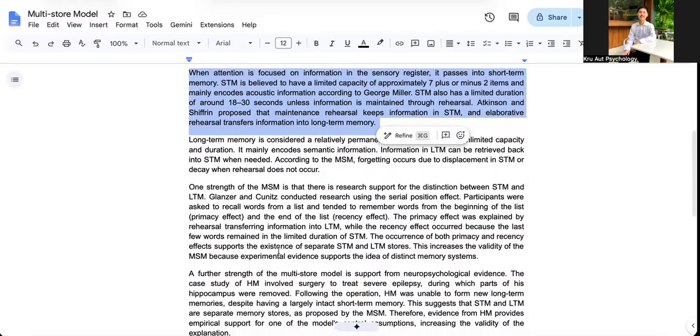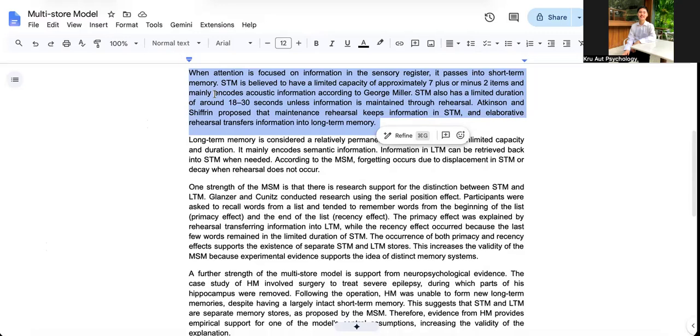Then short-term memory is believed to have a limited capacity of approximately 7 plus or minus 2 items. This is also essential, and it mainly encodes acoustic information, according to George Miller. See the word mainly? I don't just say that it encodes acoustic information. We want to be more precise and say it mainly encodes this type of information rather than saying it only encodes acoustic information.